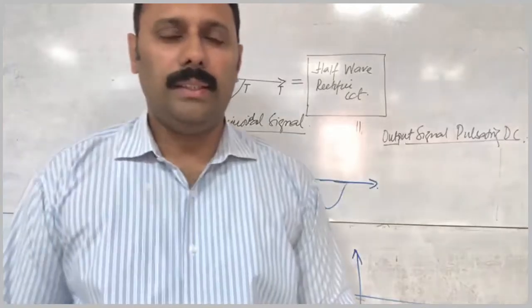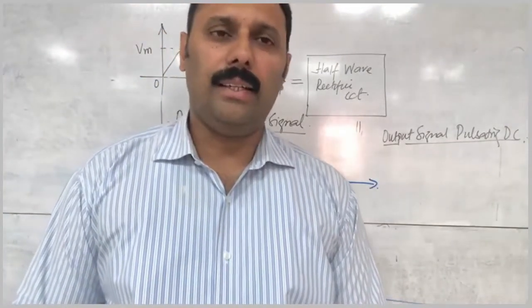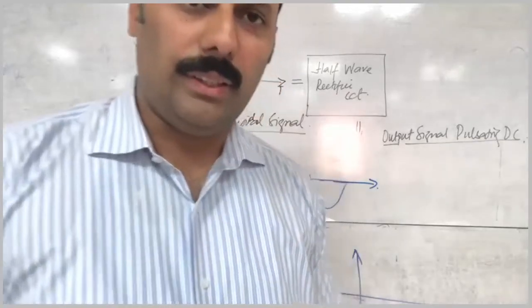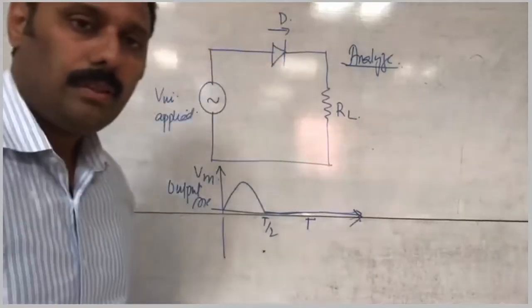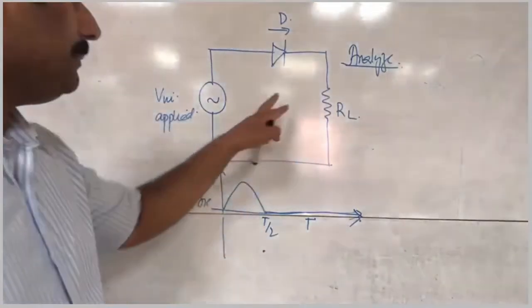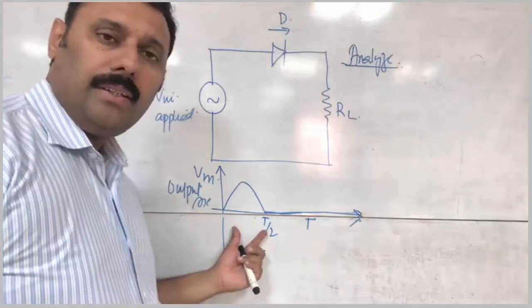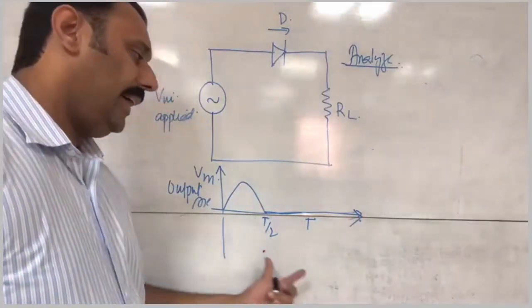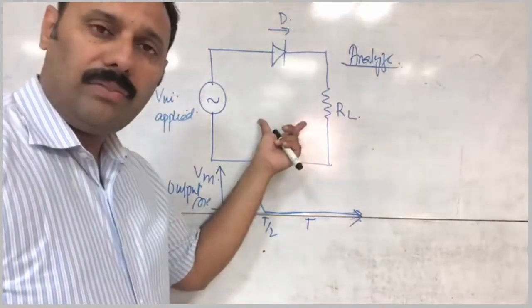So dear students, in this way the half-wave rectifier circuit converts the AC signal into pulsating DC. Now what will happen at the output side: the positive half cycle will completely appear at the output side, and the negative half cycle is rejected by the half-wave rectifier circuit.